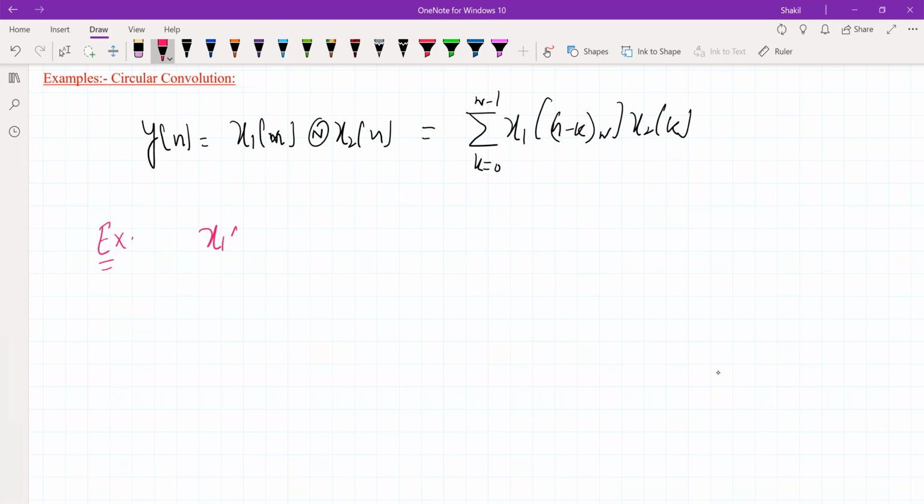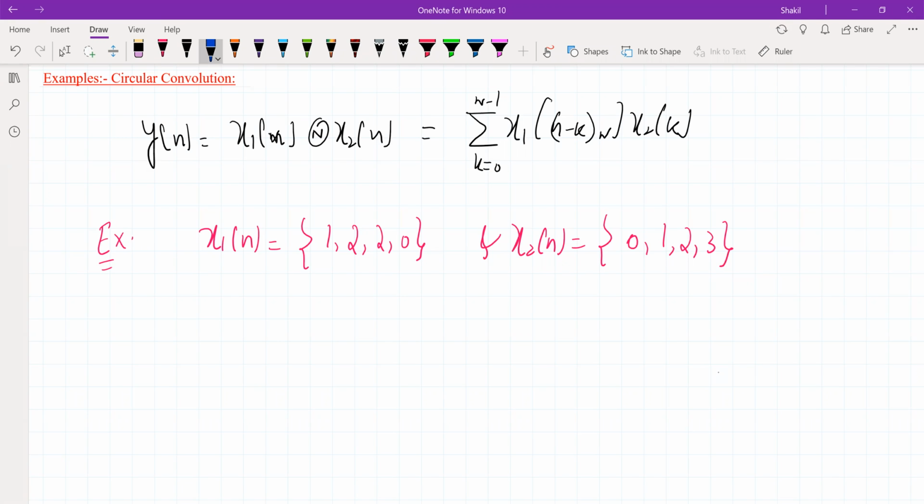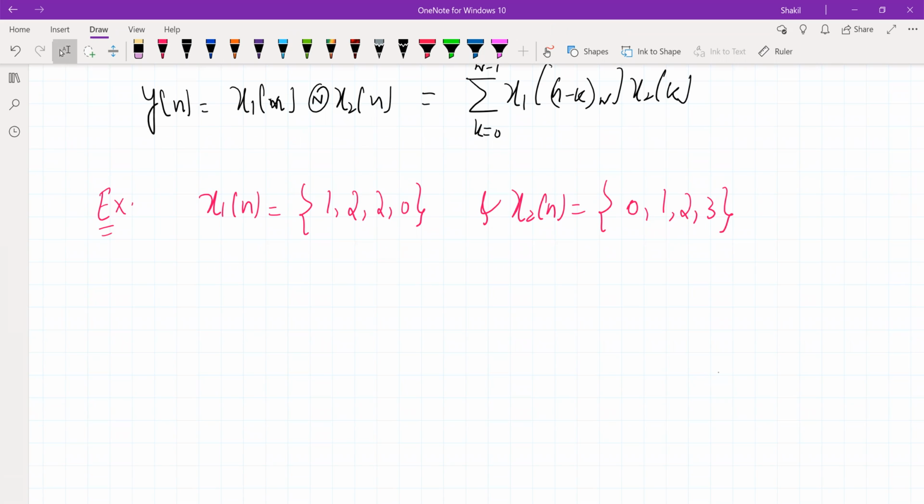Let's suppose x1 of n is 1, 2, 1, 0, and x2 of n is, let's suppose, 0, 1, 2. So these are our two sequences, and we will try to evaluate the circular convolution between x1 and x2 of n. Alright, let's start. In this session we'll use the formula, the analytical approach; in the next session we'll do it graphically, which is a very simple approach.